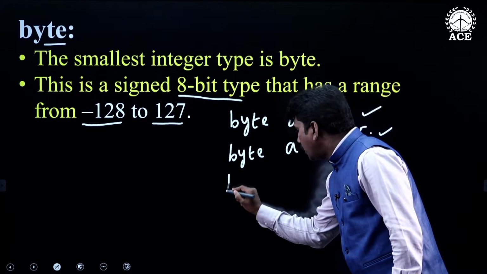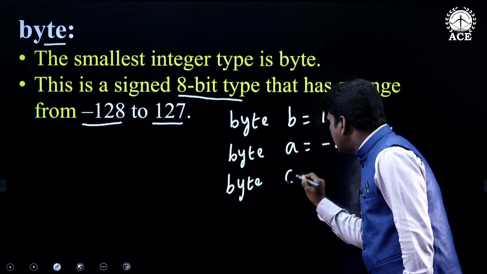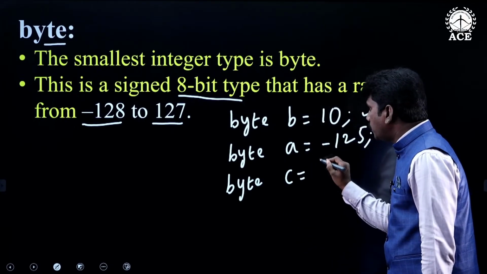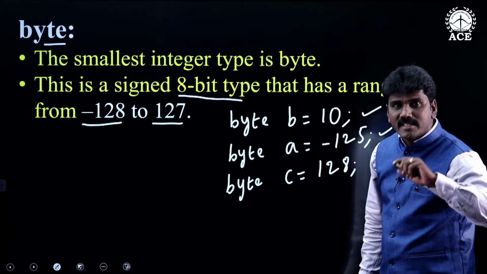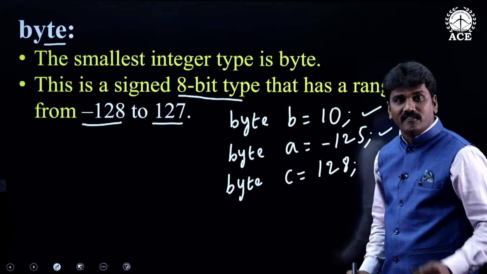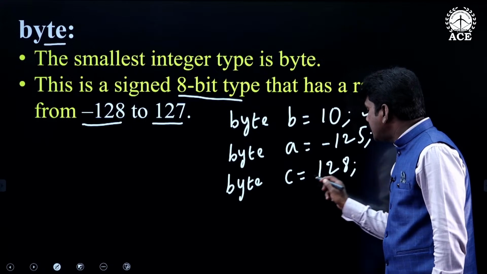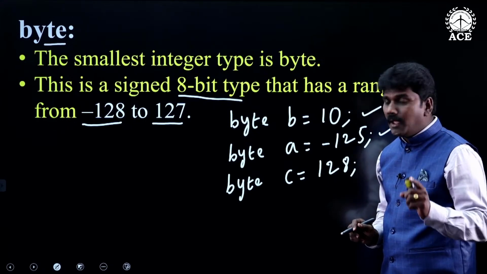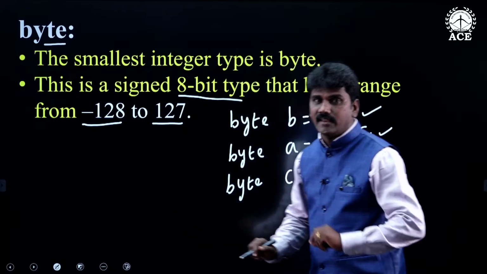And for example, if we assign byte c is equal to 128, now tell me, is byte c is equal to 128 a valid assignment or not? No, byte c is equal to 128 is not valid, because the maximum value in the range is 127 only.